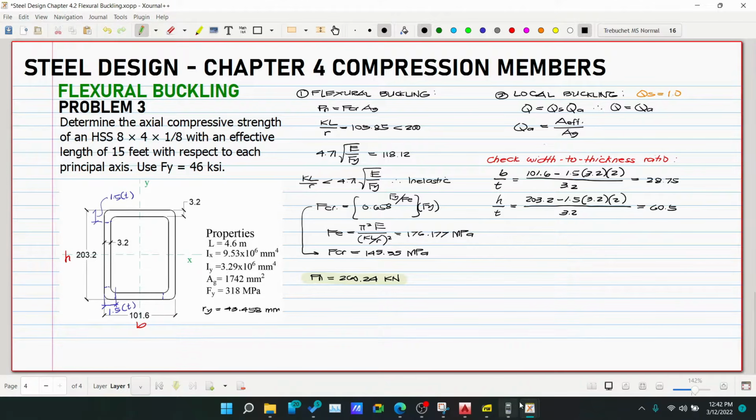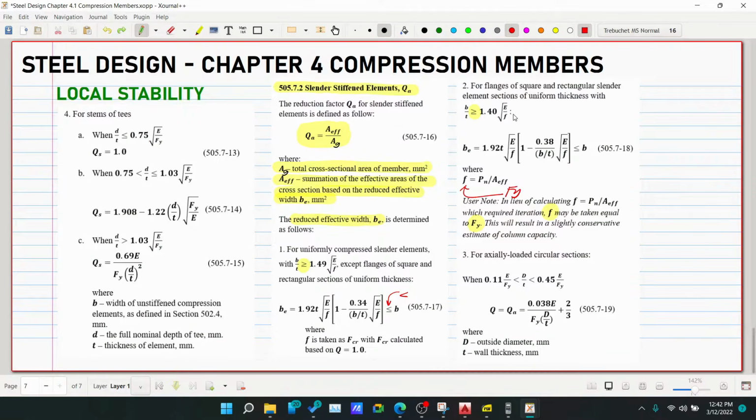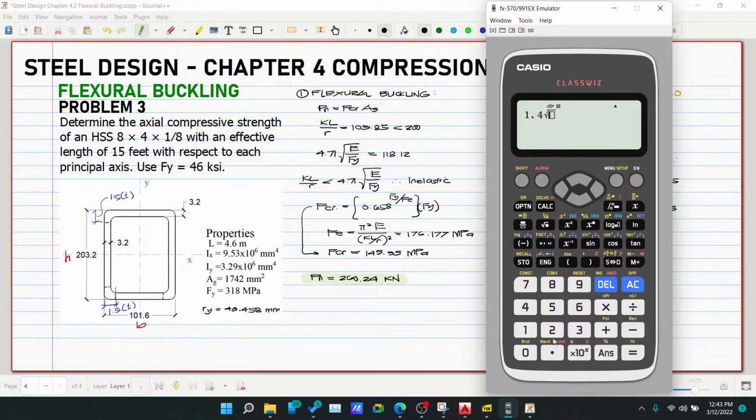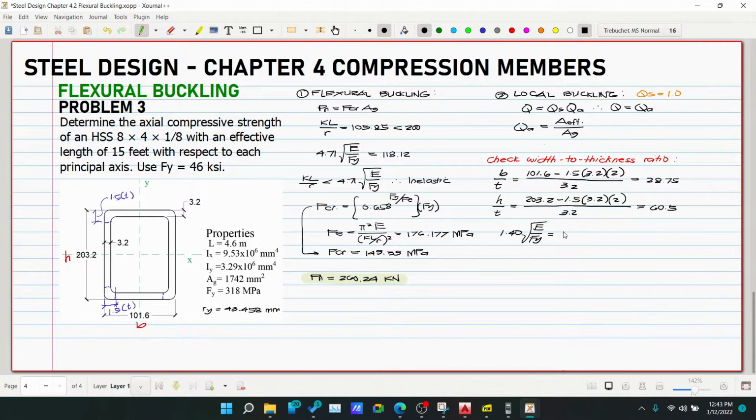Then our limit is 1.4 square root of E over F. It is confusing, over F. But in our last discussion on local stability, our small f can be taken as Fy. It is also written in the user note of our NSCP 2015 requirements. So 1.40 square root of E over Fy. Our Fy is 318. So 35.11. Okay? So here in B over T, we are less than 35.11. So we are okay here in B over T.